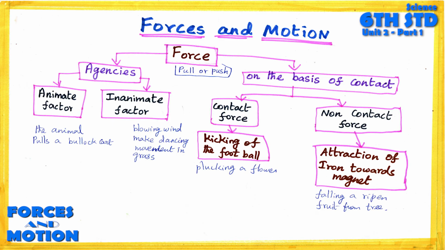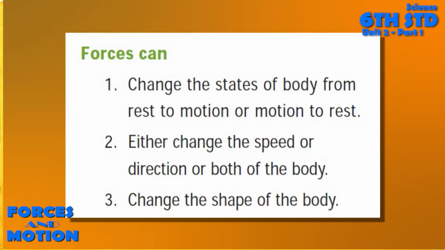Okay students, what happens when we apply a force on an object? The object moves from one state to another state. That is from rest to motion or from motion to rest. Application of force on an object results in a change in its speed and change in its direction. The shape of the object changes on the application of force. Application of force on an object results in expansion or contraction of the object.